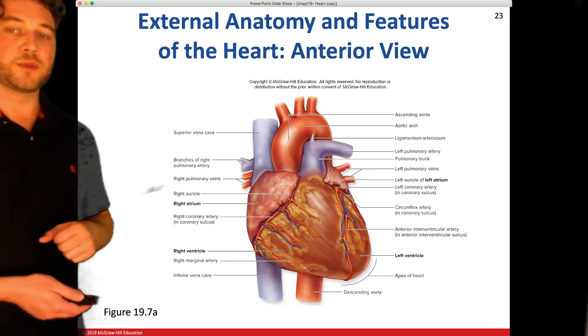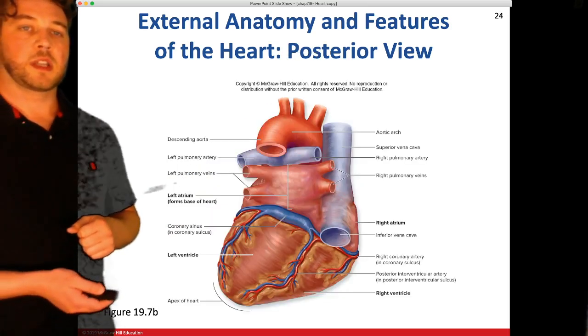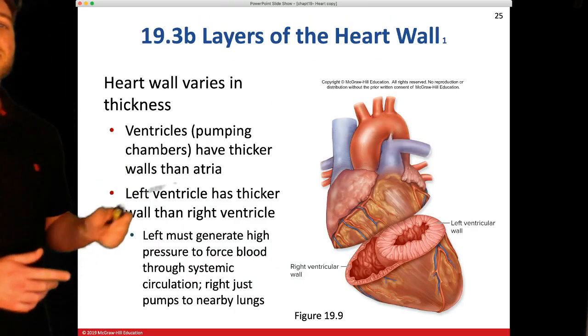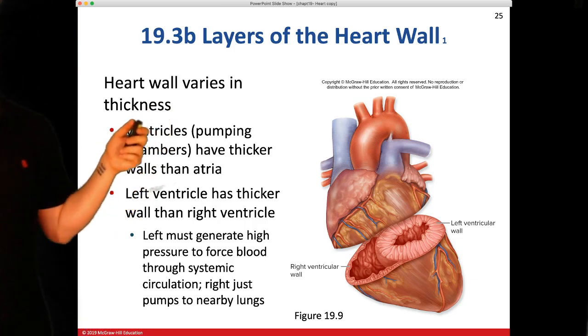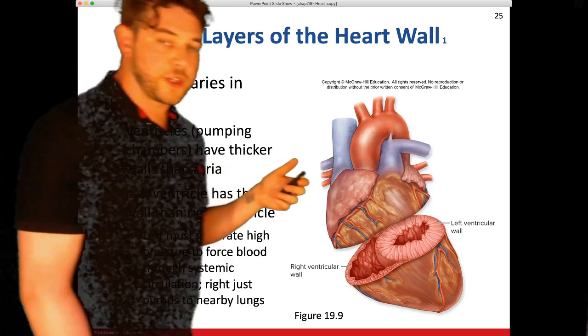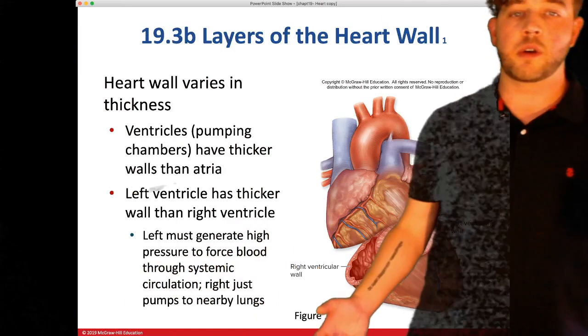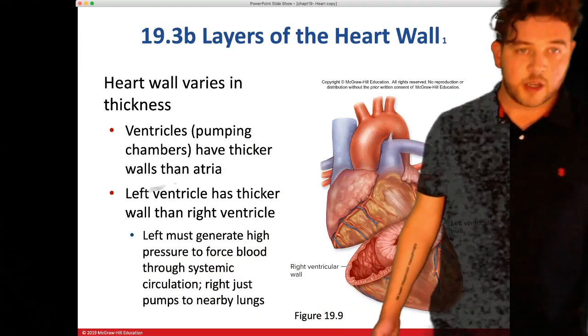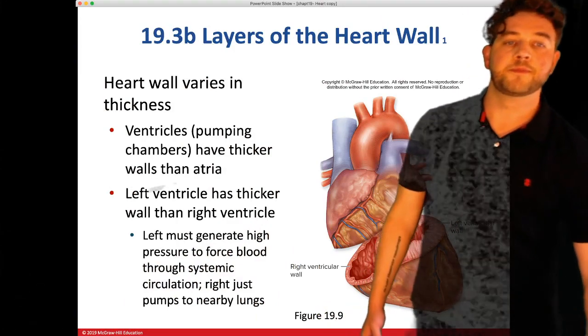That's just the external view of the heart. I think there's a couple of these slides. Okay, so now the layers of the heart wall. The heart wall varies in thickness. With your ventricles, those are your pumping chambers, so those are going to be thicker. They're going to require more musculature.